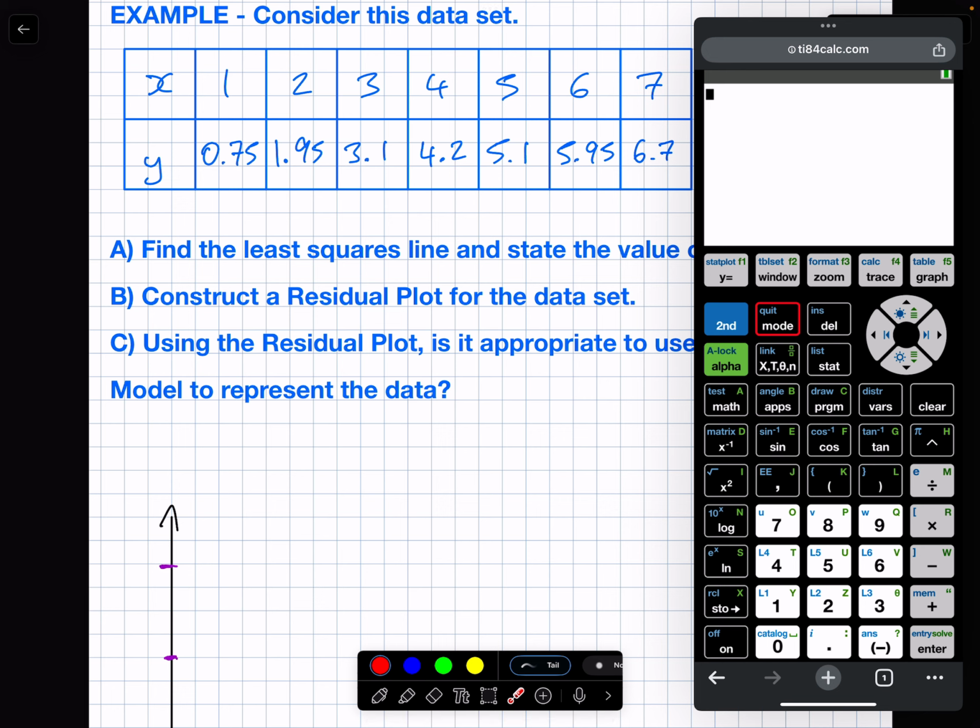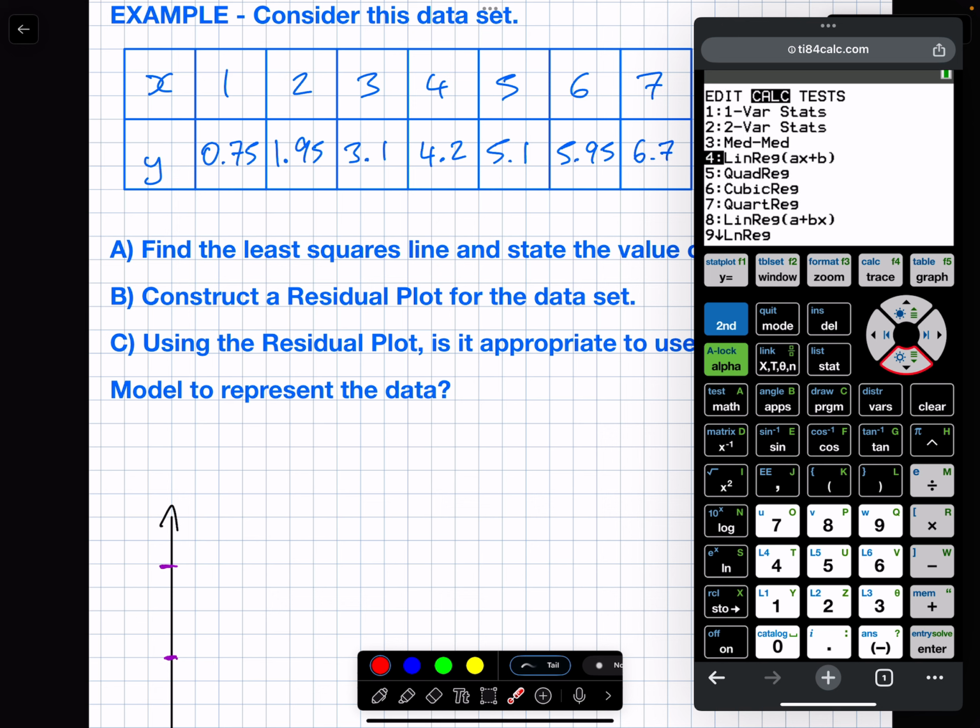Anyone? Catalog. How do I access the catalog? Second 0. How do I skip down to the D's? Press the green D so that I can find the D straight away instead of scrolling through everything. Turn the diagnostics on. Make sure you press enter so it says done. Now I'm going to be able to find R and R squared. So stat, edit, calc again, lin, reg.